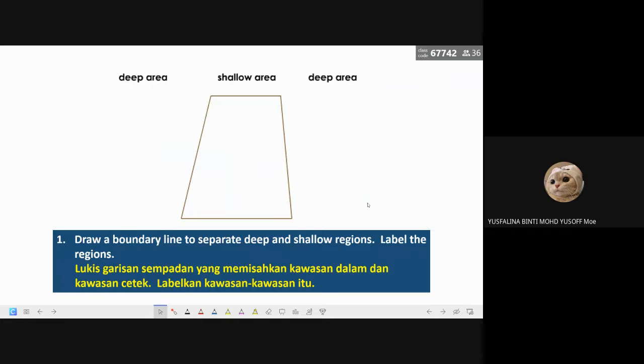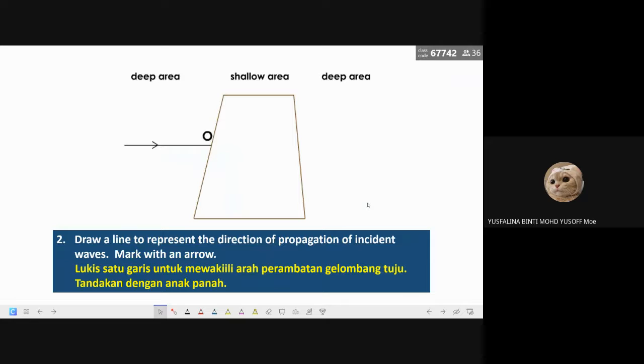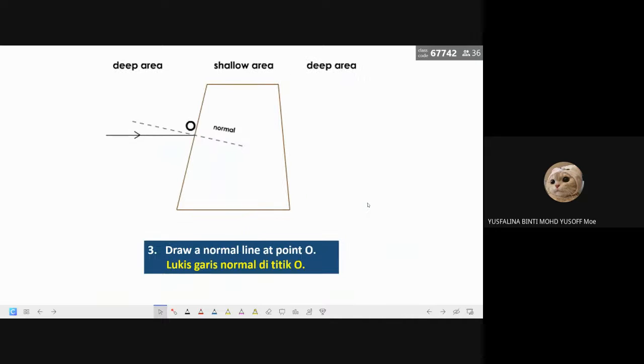So how do you draw the wavelength? The first thing you have to draw is a line to represent the direction of propagation. Just now, like I did, I drew the direction of the propagation and marked it with an arrow. After that, we draw the normal line. Remember the normal line should be 90 degrees from the surface.